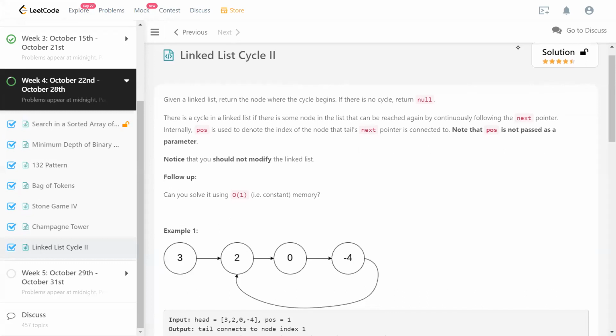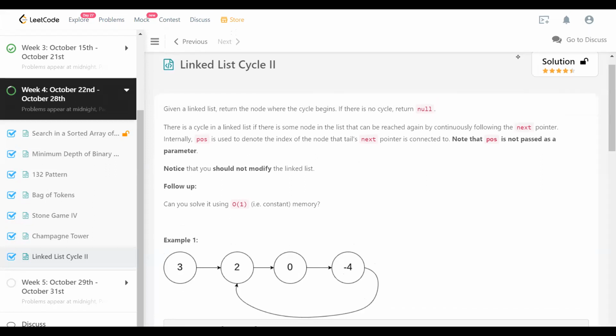I'm going to discuss my solution to the LeetCode problem, Linked List Cycle 2. It's today's problem in the October LeetCoding Challenge, and the problem definition is as follows.